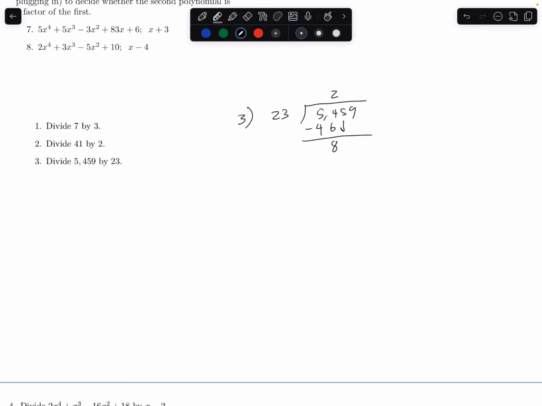And then next step, you bring down the next digit, right? Bringing that guy down. 23 goes into 85 3 times. And 23 times 3 is 69. 85 minus 69 is 16. And then you bring the next guy down.